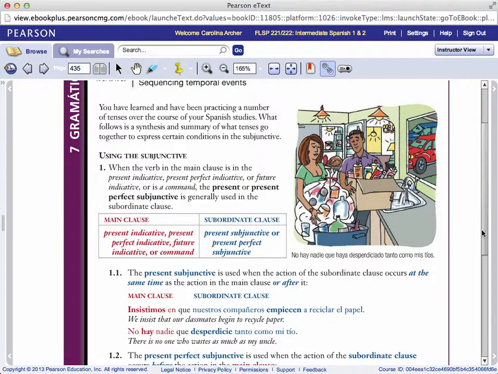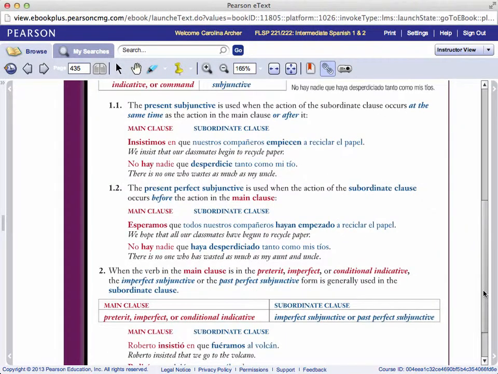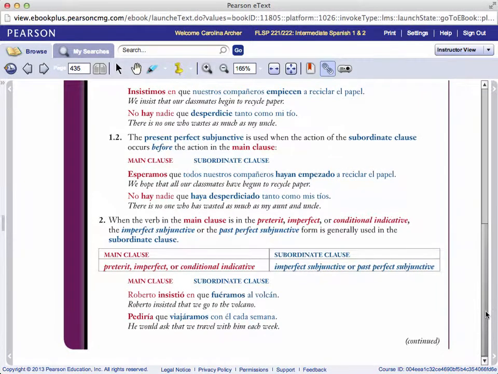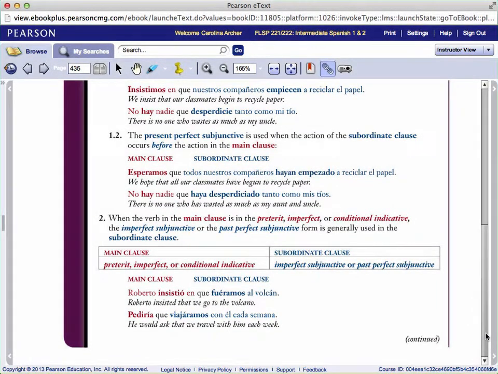Let's see, go a little, let's go down. Bien. Okay. The present perfect subjunctive in the subordinate clause is used when the action of this subordinate clause occurs before the action in the main clause. Okay, so esperamos is in the present, right? We hope. Esperamos que todos nuestros compañeros hayan empezado a reciclar. So this action already happened. We hope that they have already begun to recycle paper.